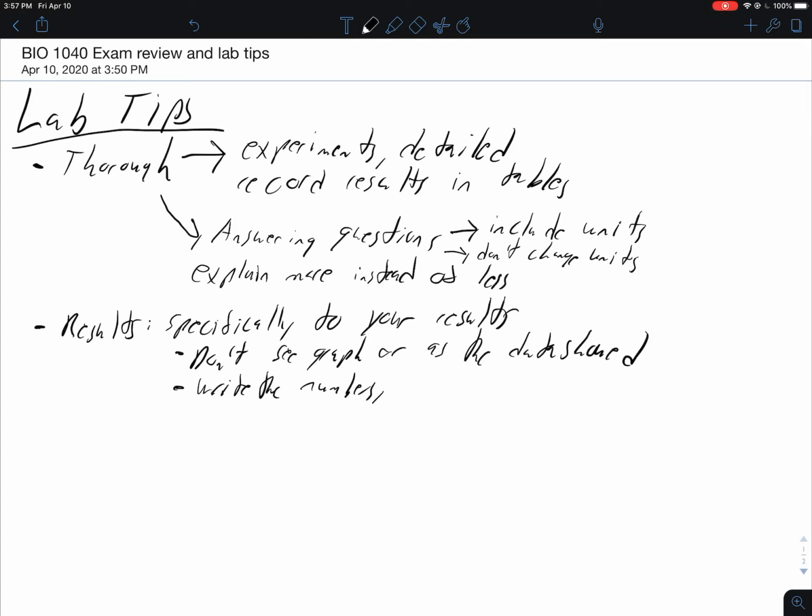Okay, explain the graph. Okay, so don't make any assumptions that we know what you're talking about. Okay, that's not the point of it. The point of it is for us to see that you understand it. So the more you explain it, the better.